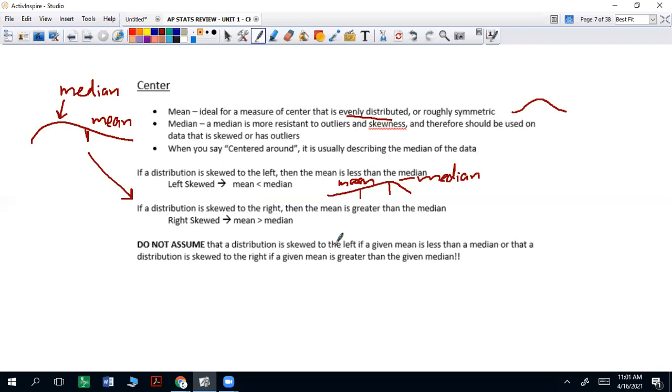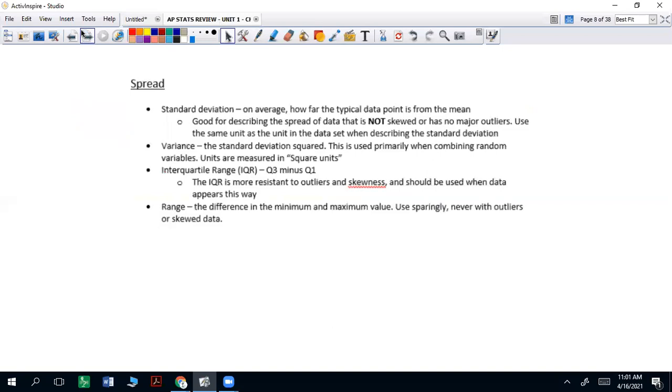All right, let's go over the spread part. Spread your wings and fly. All right, the spread. We're talking about standard deviation, variance, interquartile range, and range.